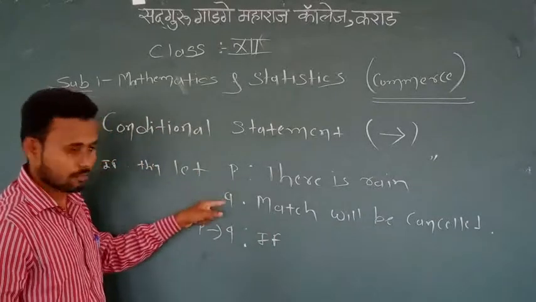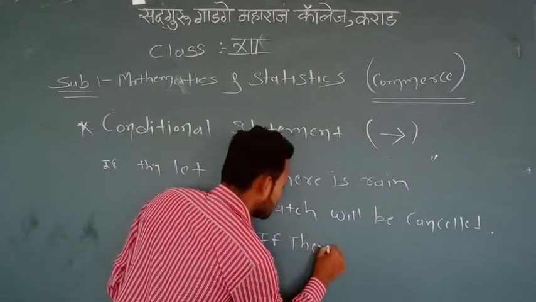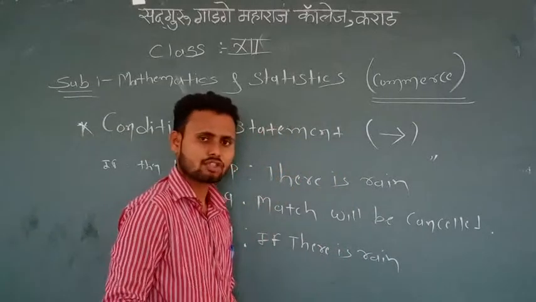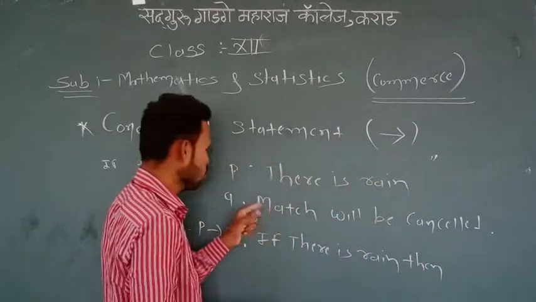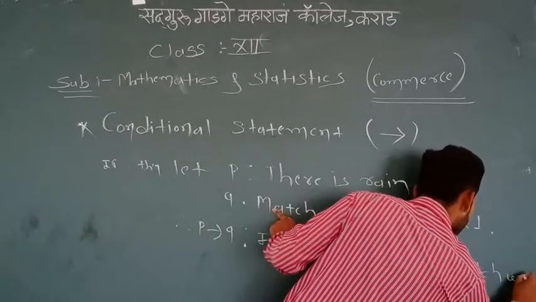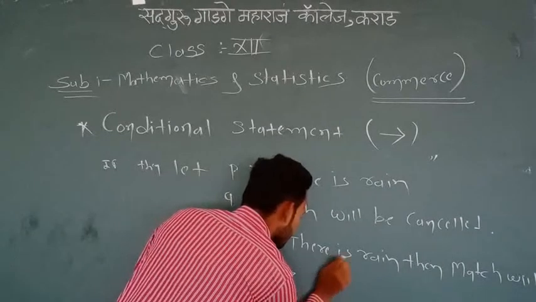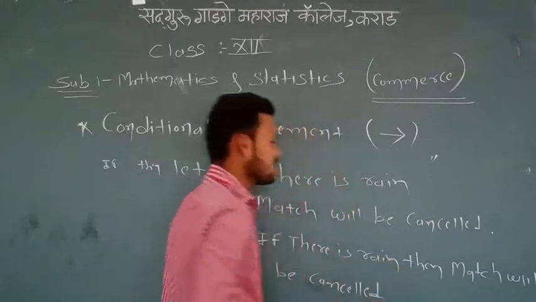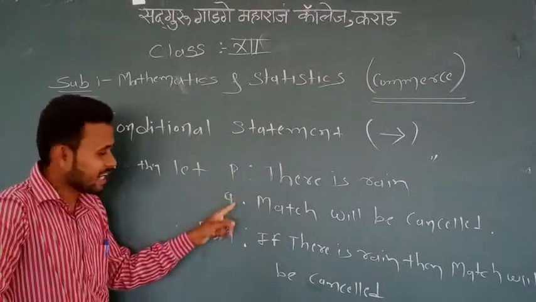The conditional statement of these two simple statements: if there is rain, then the match will be cancelled. The second statement is q, which means the match will be cancelled. ठीक आहे. Here we have two simple statements p and q.